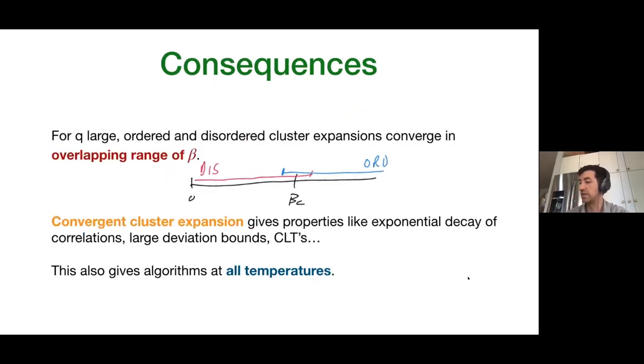Okay, and so the consequence is that we have convergent cluster expansions in some overlapping region of betas, and this gives us algorithms, this gives us all the probabilistic properties you ever could imagine. Exponential decay, large deviation bounds, central limit theorems, formulas for expectations, anything like that.